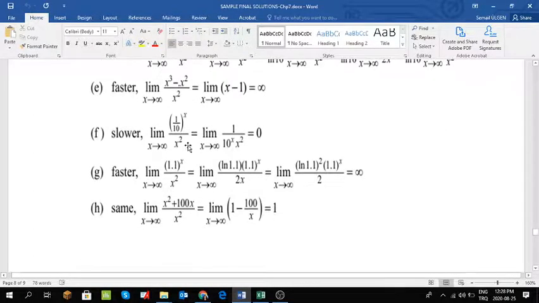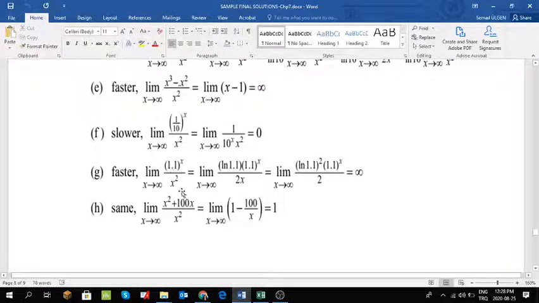Let's take 1 over 10 to the x and x squared. Again, we take the ratio, look at the limit. Okay, this is exponential, but I'm going to rearrange it, and write 1 over 10 to the x over x squared. Look, as x goes to infinity, this goes to infinity, this goes to infinity, so this goes to 0. So the top function is going to grow slower than x squared because the limit is 0.